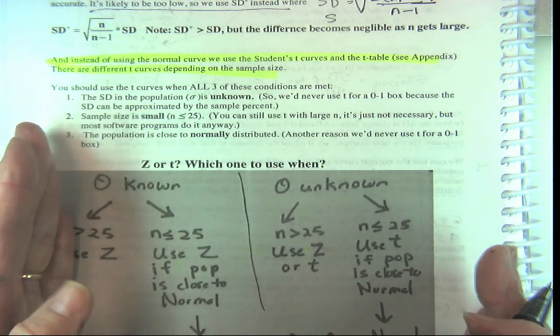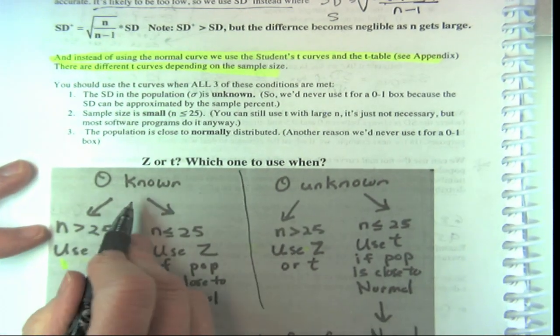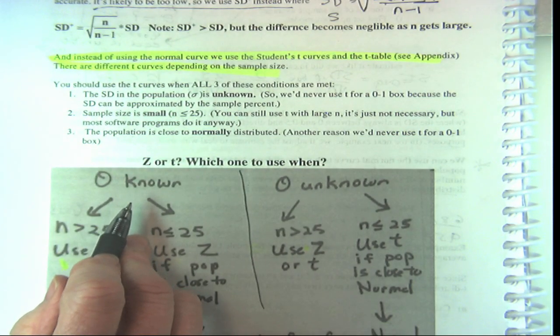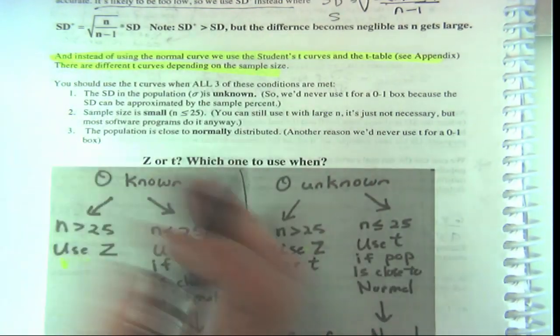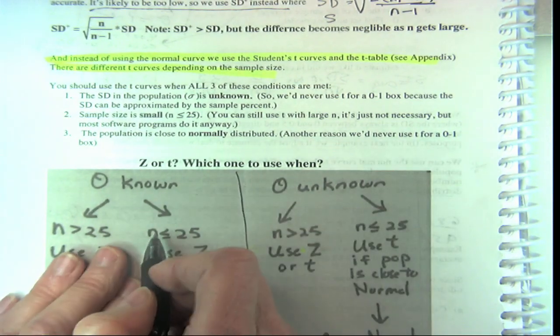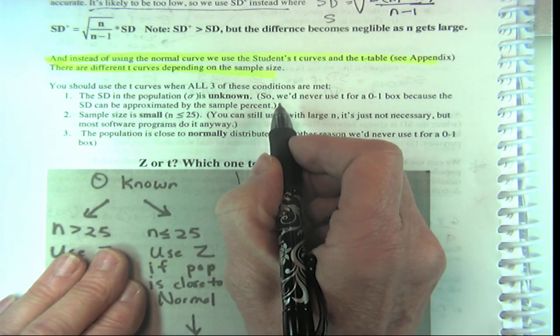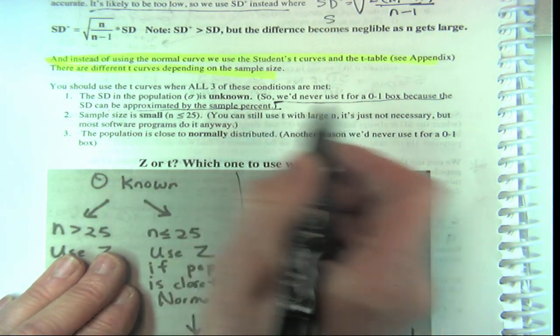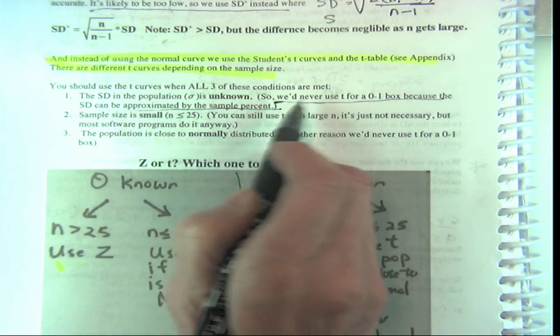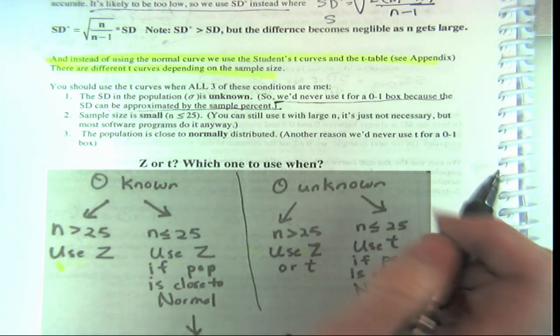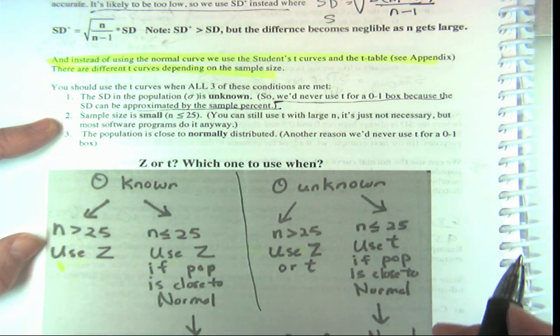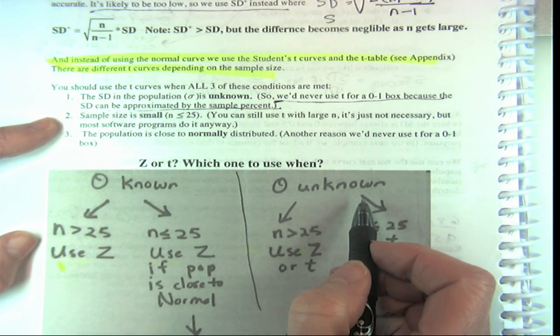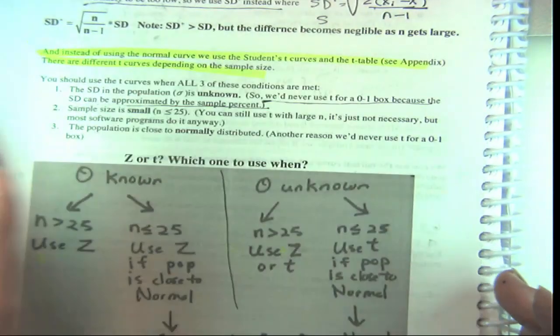So you don't use it in percent problems, because you have a very good idea of sigma just from the percent of ones you get. Your standard deviation is tied to that, so you never use it for percent problems. You never use it for 0-1 boxes, because you can approximate sigma from the sample percent with the square root of p times 1 minus p. So it's only in the situation where you have an unknown sigma. All right? So on this side, you don't ever use it.